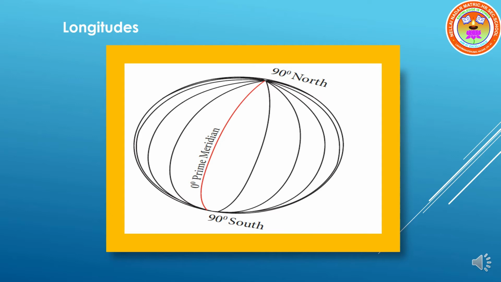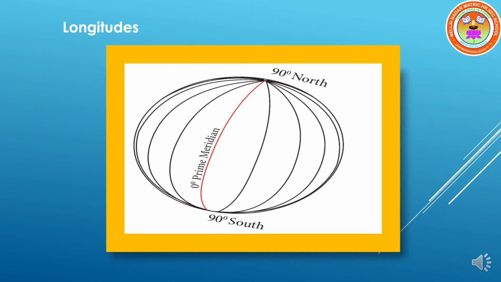Okay? So, there are totally 360 lines of longitude. How many longitudes are there? 360 lines of longitudes. These lines converge at the poles. Converge means what? Joins at the poles. The 180 degree west and 180 degree east line of longitude are the same line. Okay, is it clear, children?